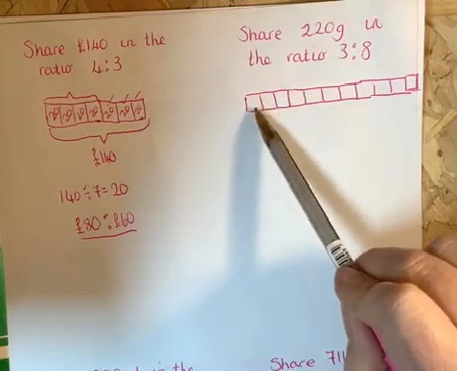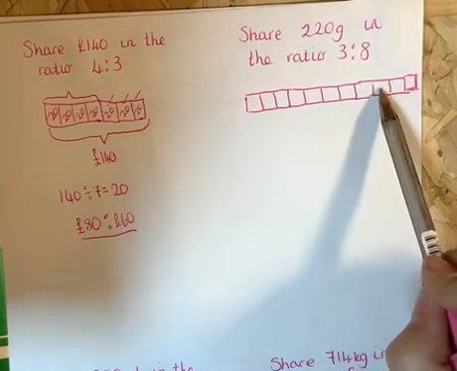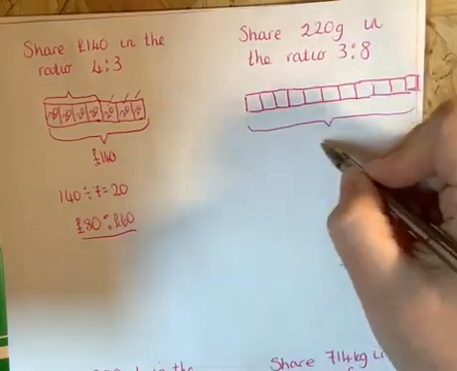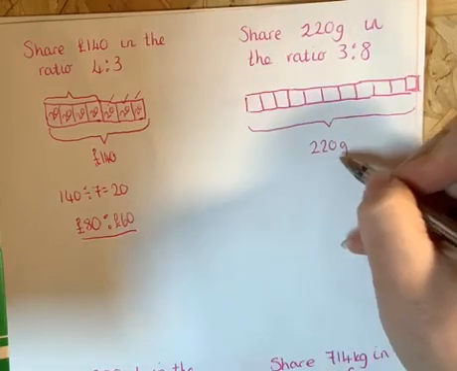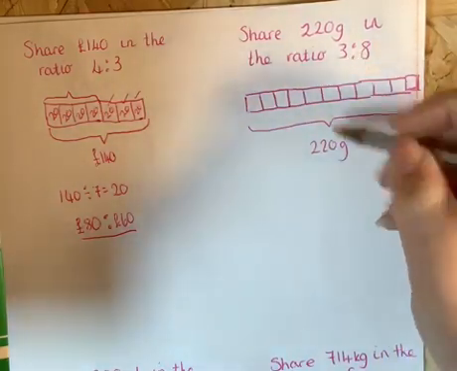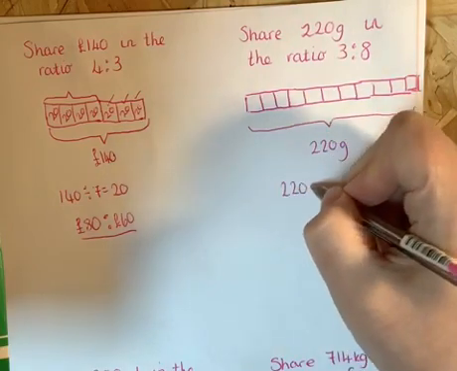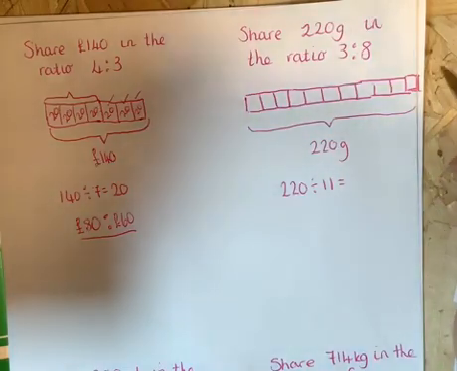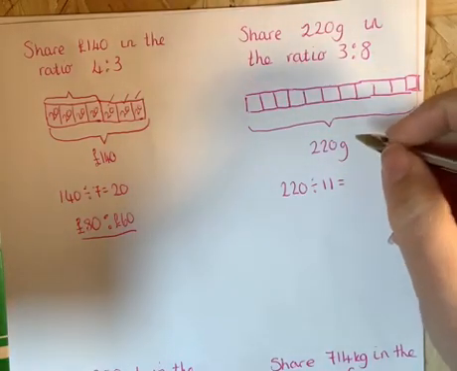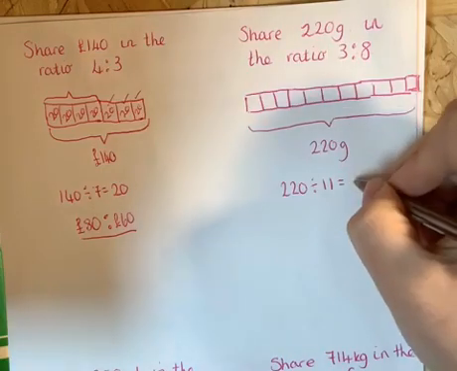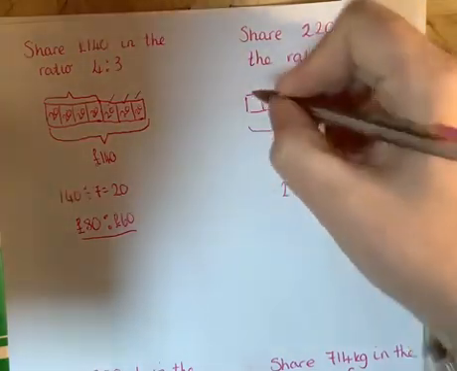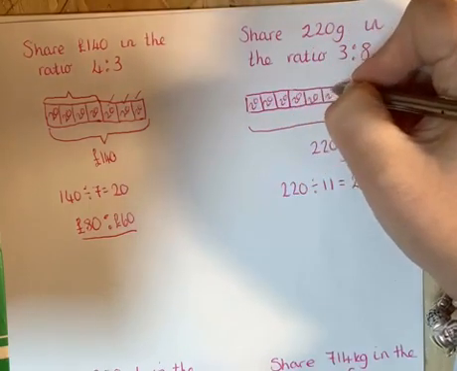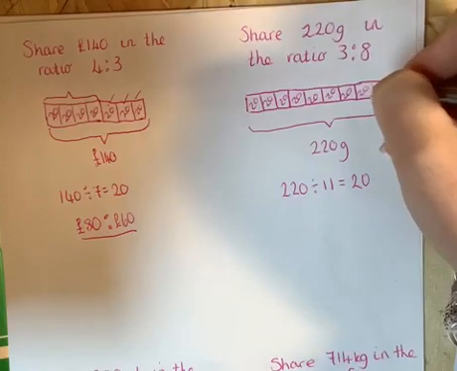So we've got 1, 2, 3, 4, 5, 6, 7, 8, 9, 10, 11 boxes, and we know that the whole of that bar represents 220 grams. So we know we're going to need to share that 220 grams into 11 equal parts. So we're doing 220 divided by 11. And again, it just happens that this is 20 grams. So each one of these boxes is worth 20 grams. I'll write that in.